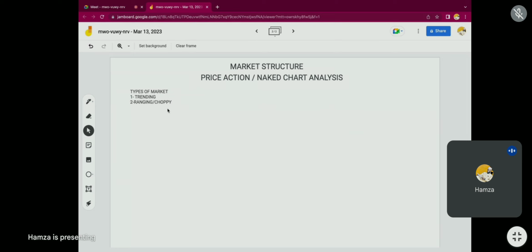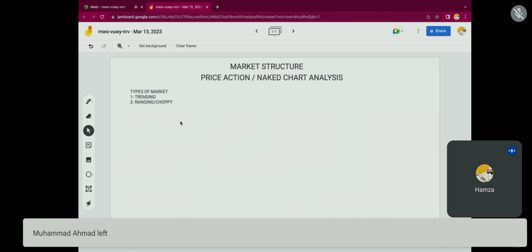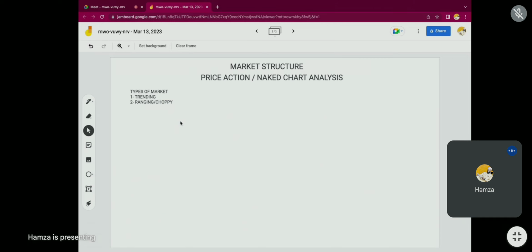You have to understand market structure as the backbone of whichever strategy you have. Whenever you open your chart, ask yourself, is the market trending or is the market ranging? What is the market doing? All right, it's trending. Perfect. Is it trending upwards or downwards? Let's say it's trending downwards.